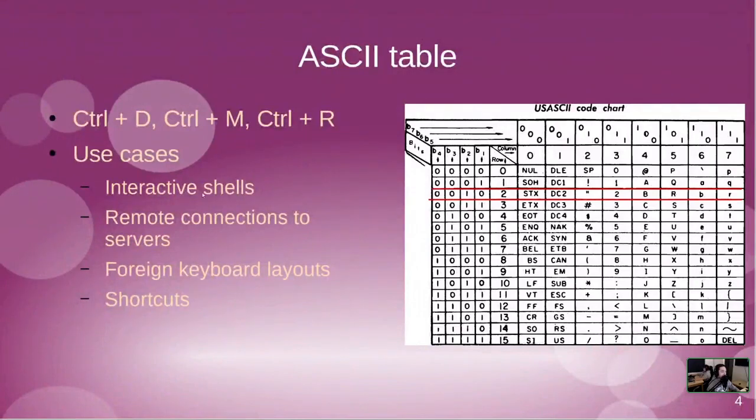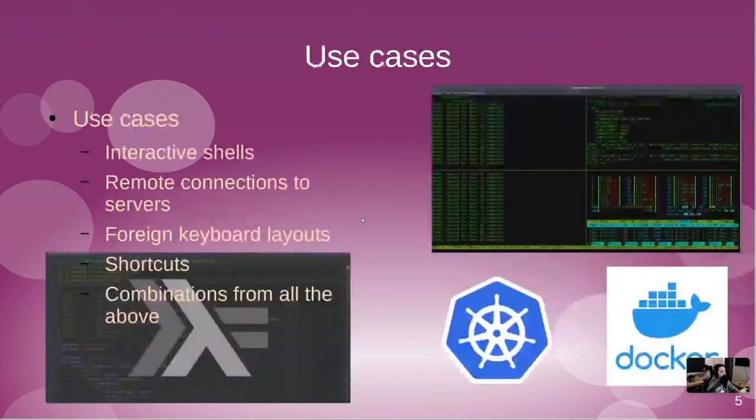The use cases are interactive shells and remote connections to servers, where it could be a combination of foreign keyboard layouts when you can't even actually input the right letters. This is where the US-ASCII code chart comes into really handy use. So you can always rely on these working like they're intended to, without having to worry about remote connections or foreign keyboard layouts. And for example, in the case of Control R, it's very handy. It's a shortcut, and most of these provide a very handy shortcut.